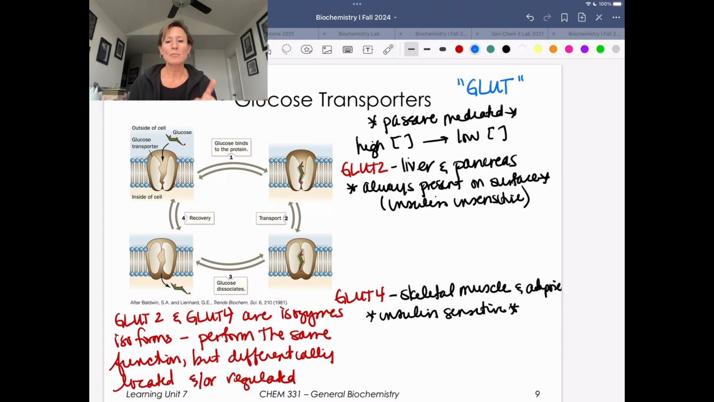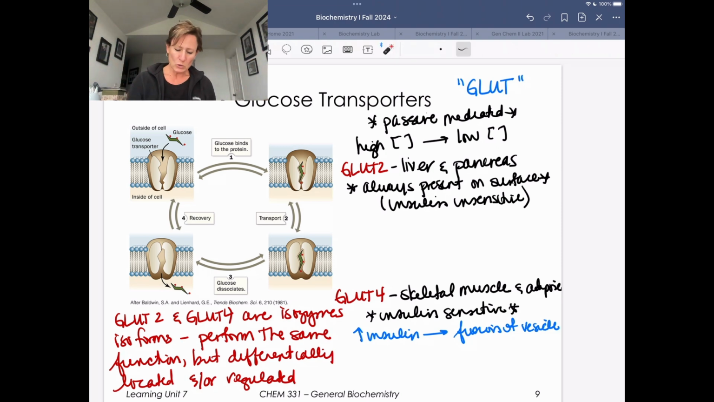So this is where an increase in insulin levels is going to facilitate the fusion of that vesicle that contains those GLUT4 transporters, and it displays them on the surface. So we only get this glucose transporter on the cell surface lipid bilayer when we've got insulin present. Okay, so differentially located, and now we're going to talk about how they're differentially regulated. It has to do with why one is insulin insensitive and the other one is insulin sensitive.